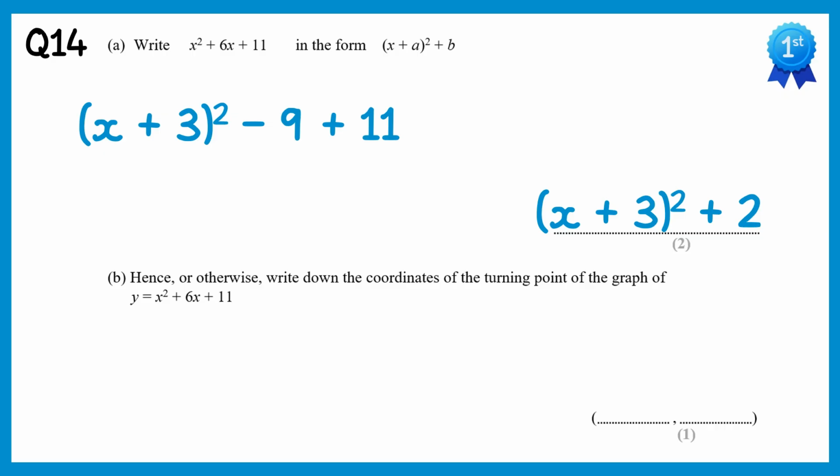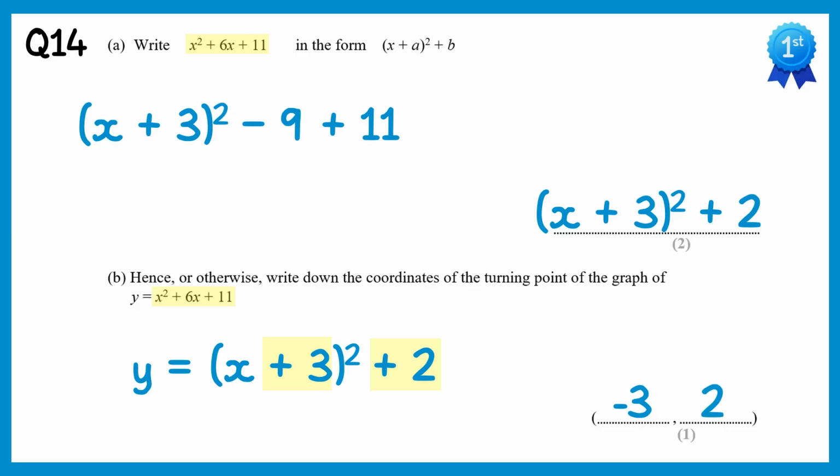For the second part of the question, we're looking for the coordinates of a turning point. Notice the equation of the graph here matches the expression we were given in part A. This means we've already completed the square, so that completed square form might be useful. To find the coordinates of the turning point, you simply take the opposite sign of the number that's inside the brackets, our a value, which was 3, so the opposite sign of that is negative 3, and then we just use the value that we got for b as our y coordinate, so this one here, so it's a positive 2. So the turning point is at negative 3, 2.